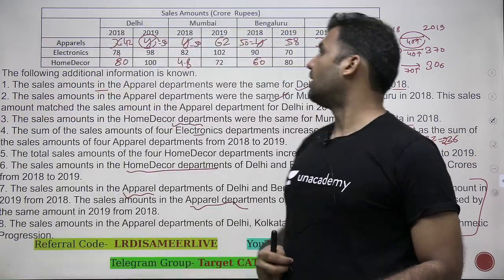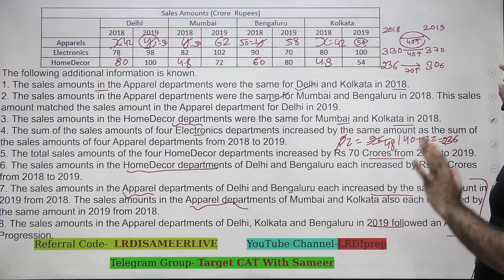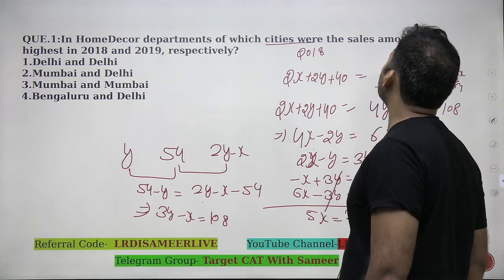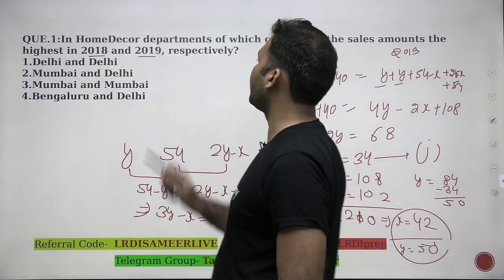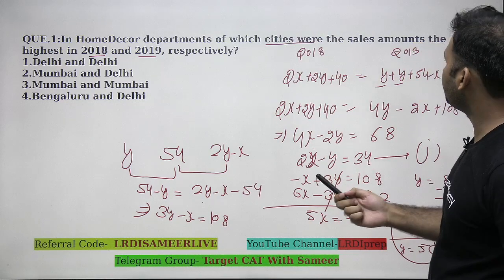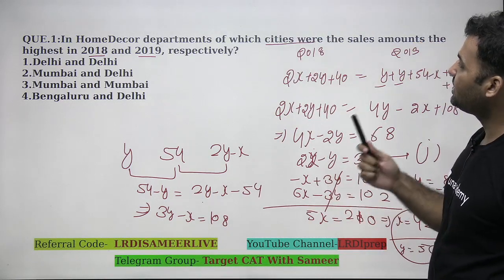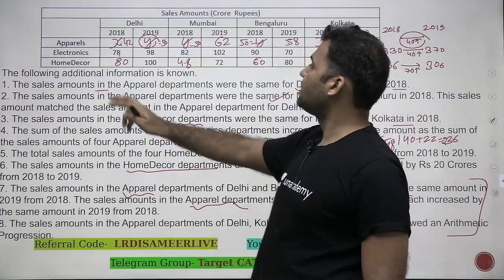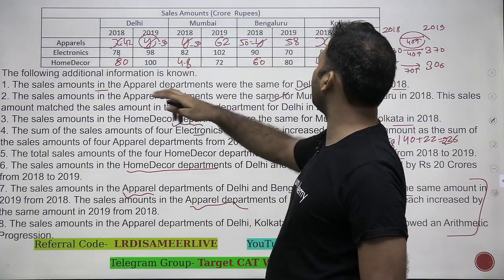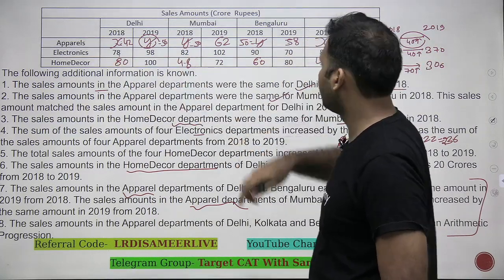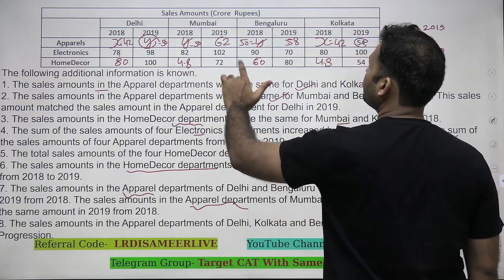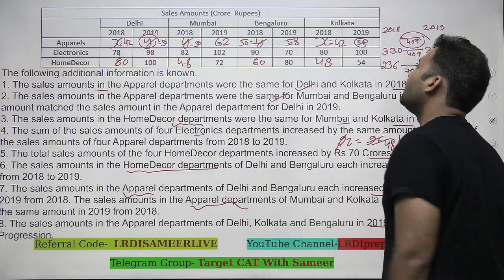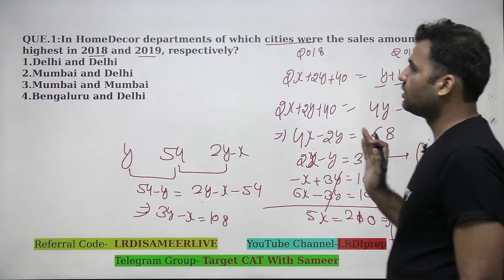Let's have a look at all these questions also. You see, the question was not difficult, it was quite easy. In the home decor department, of which cities were the sale amounts the highest in 2018 and 19? In 18, you see 80, 48, 60, 48. The highest is 80 and that is in Delhi. If you look at 19, this is 100, this is 72, this is 80, 57. So you see that in home decor, in 18 and 19, Delhi is highest in both years. So the answer would be Delhi and Delhi.